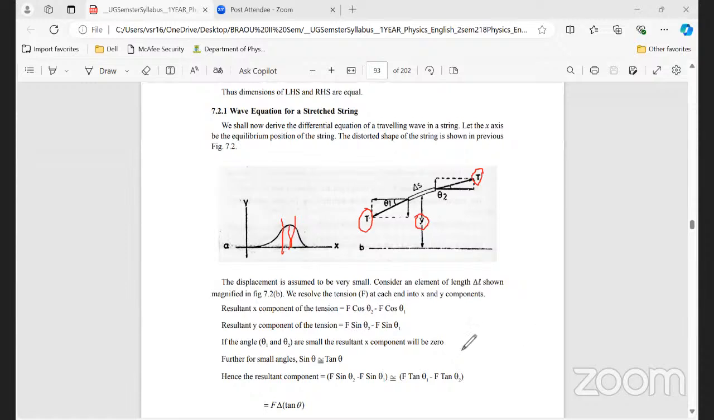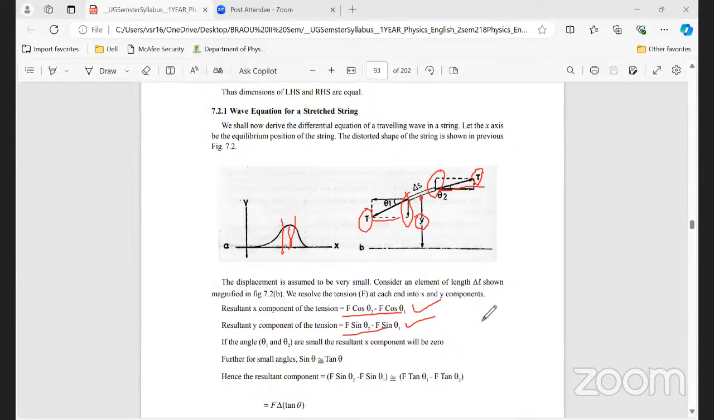So here we are going to calculate the resultant component. At this particular position, this is a positive direction and this is a negative direction. That's why the horizontal component is F cos theta 2 minus F cos theta 1. And the resultant y component: one is in the upward direction and the other in the downward direction, so it is F sin theta 2 minus F sin theta 1.